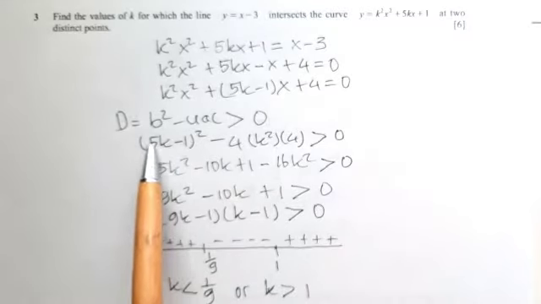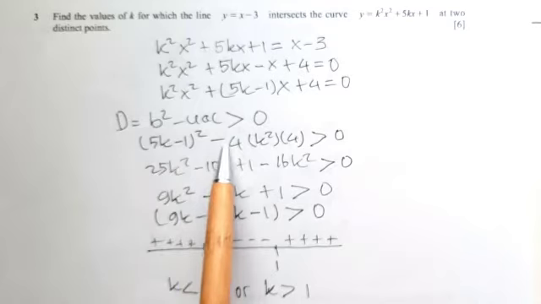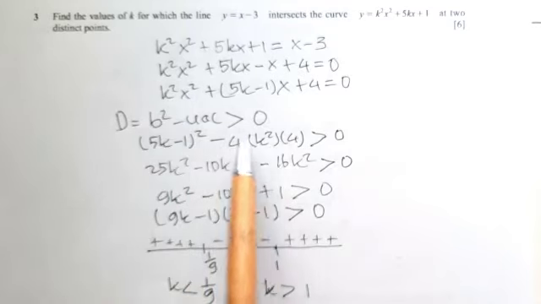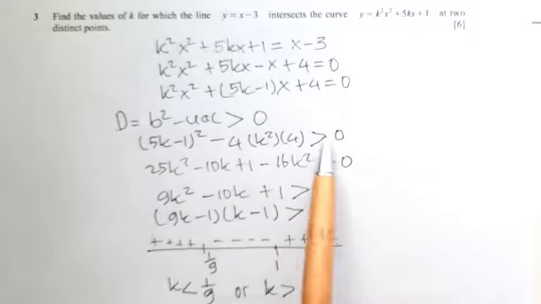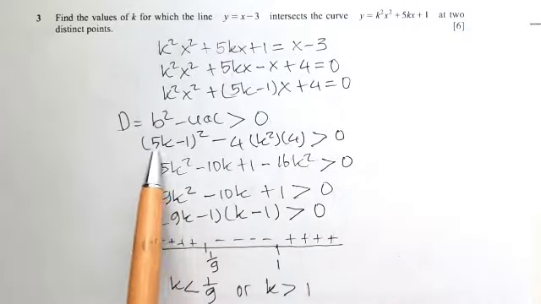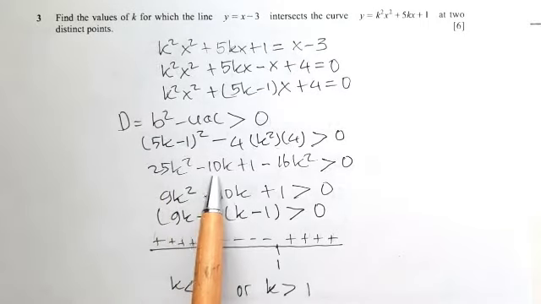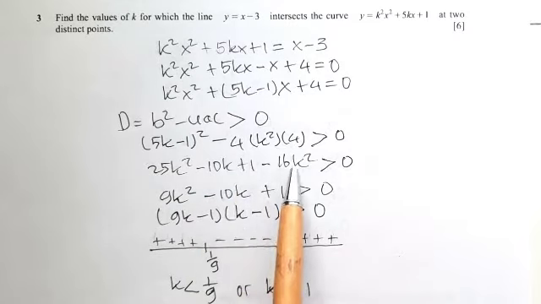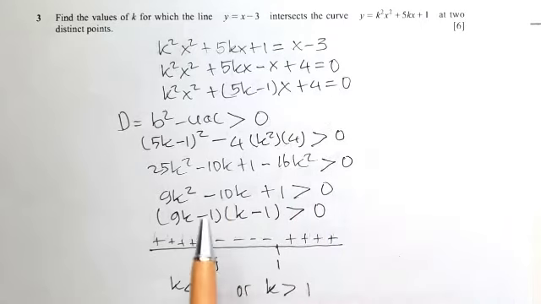B, that is (5k minus 1) squared, minus 4 times a, that is k squared, times c, which is 4, more than 0. And then expand this one, thus that is 5k squared is 25k squared, minus 2 times 5k times 1, that is minus 10k, plus 1. Minus 4k squared times 4, that is minus 16k squared, more than 0.